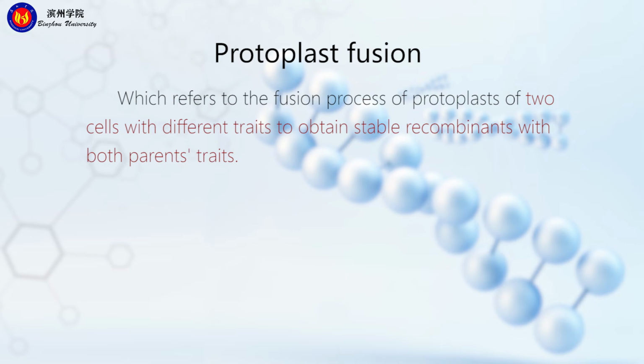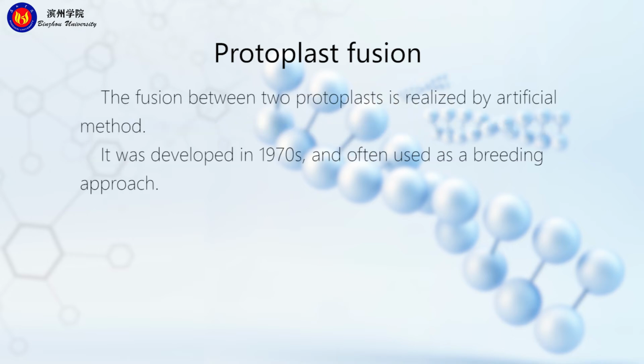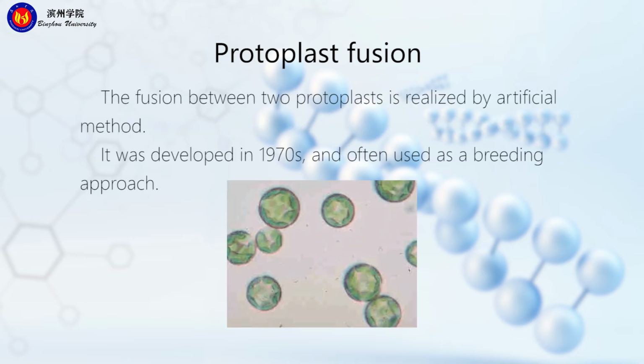The fourth type of genetic recombination for prokaryotes is protoplast fusion, which refers to the fusion process of protoplasts of two cells with different traits to obtain stable recombinants with both parents' traits. The fusion between two protoplasts is realized by artificial method. It was developed in the 1970s and often used as a breeding approach.